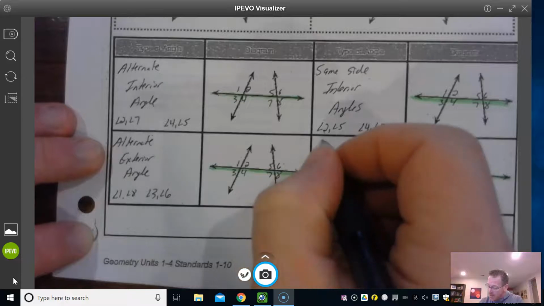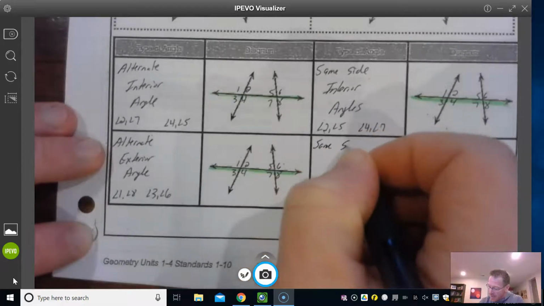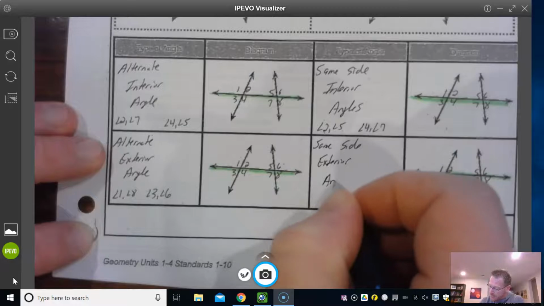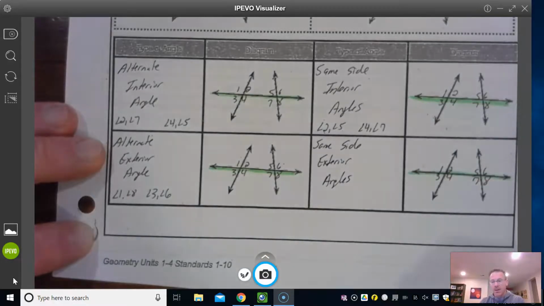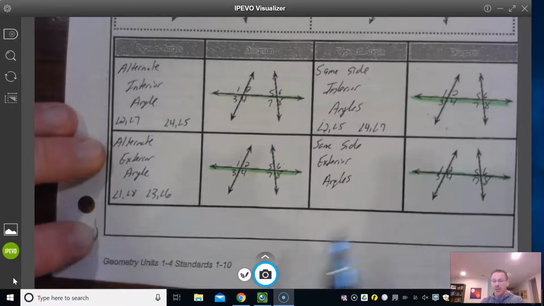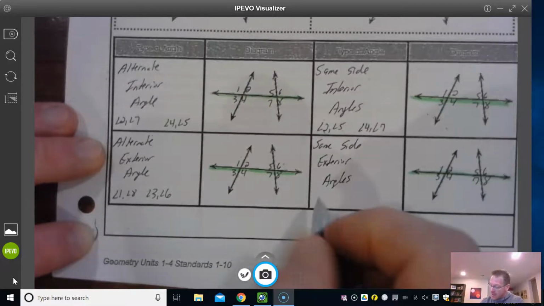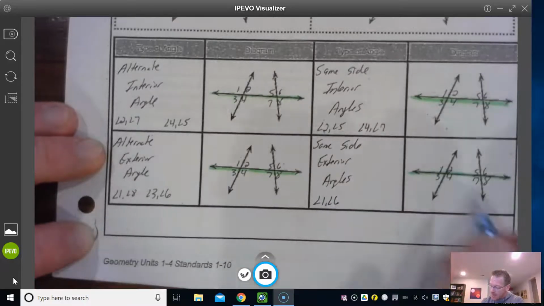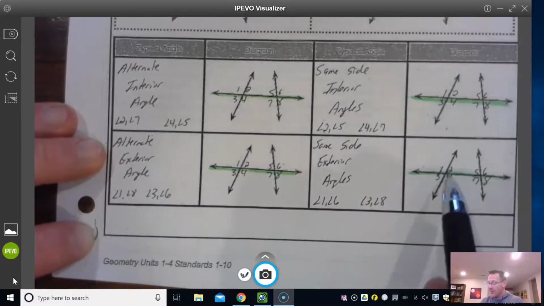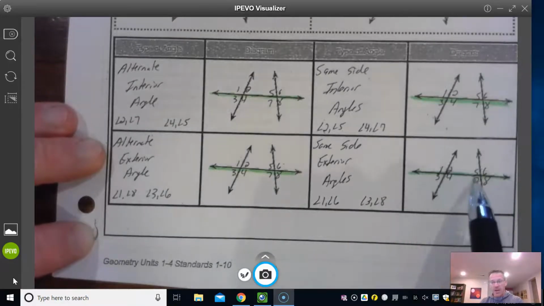And then finally, and you may have already guessed this, you could have same side exterior angles. So once again, since it's exterior, we're talking about 1, 3, 6, and 8. And if they're on the same side, it's got to be 1 and 6, and then 3 and 8. And remember, for all these pairs, we have to have one angle from each intersection.